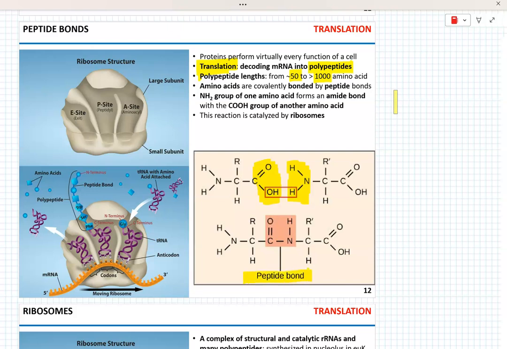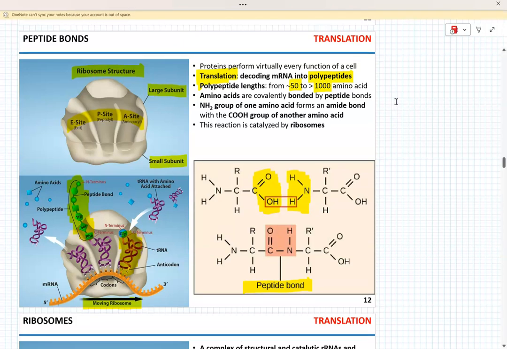The reaction of the peptide bond formation is facilitated by ribosomes, and you can see the ribosomal structure in the illustration on the left. You can see that it consists of a large and small subunit with 3 different sites within the large subunit. And the bottom picture illustrates essentially the process of translation: transfer RNA bringing in amino acid residues in a specific manner, and the polypeptide that is generated by a ribosome.